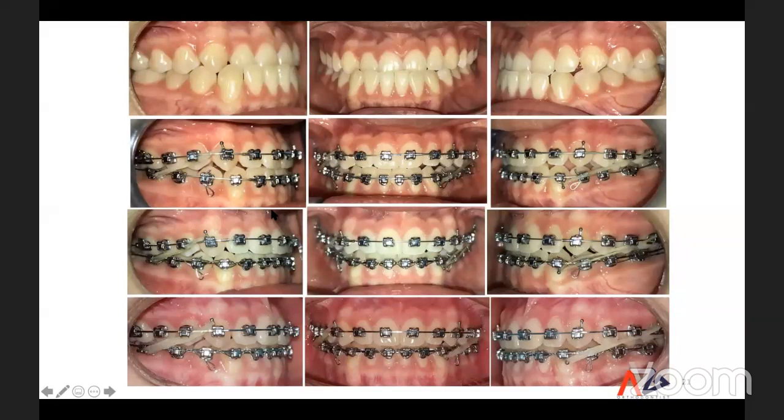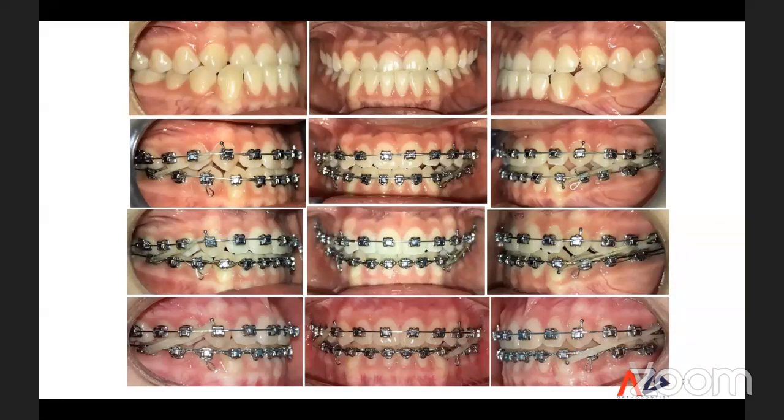Now the elastics used over here were 5x16 light elastics, going on to heavy elastics as and when the wire allowed, as you see. In just 9 months, I was able to get a class 1 with coincident midlines. You can also see that the mandibular asymmetry has been corrected in the facial pictures.